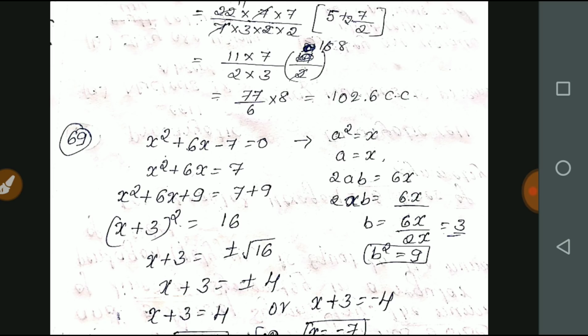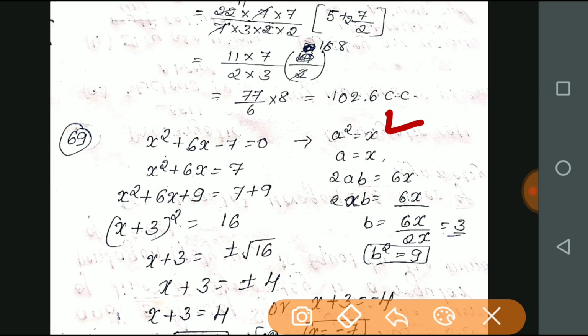A square is equal to x square. Therefore, A is equal to x. Then 2AB is equal to 6x.